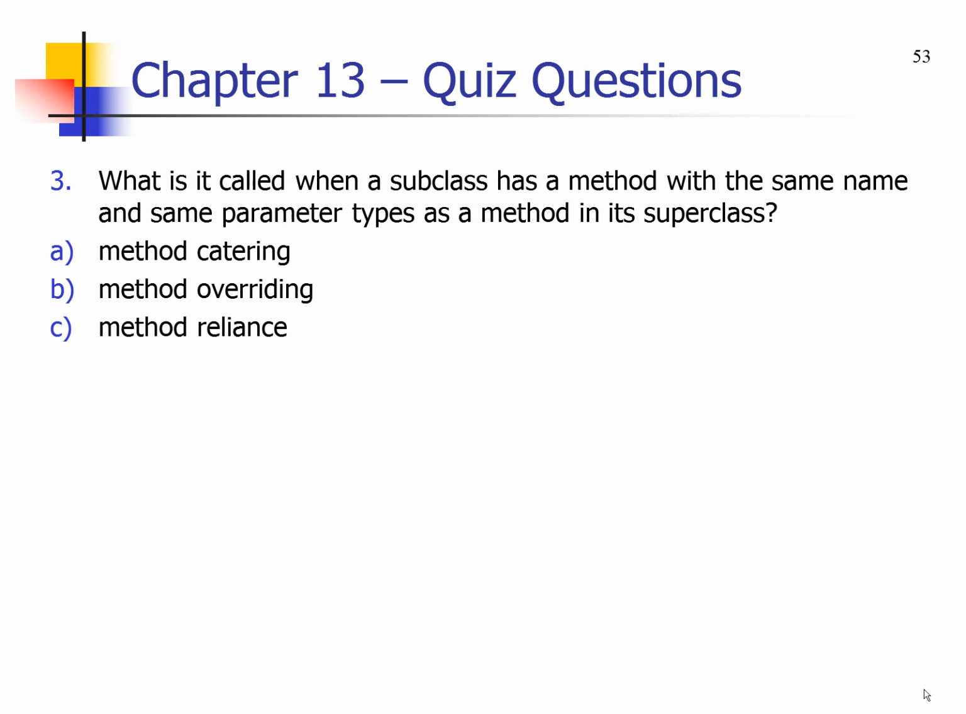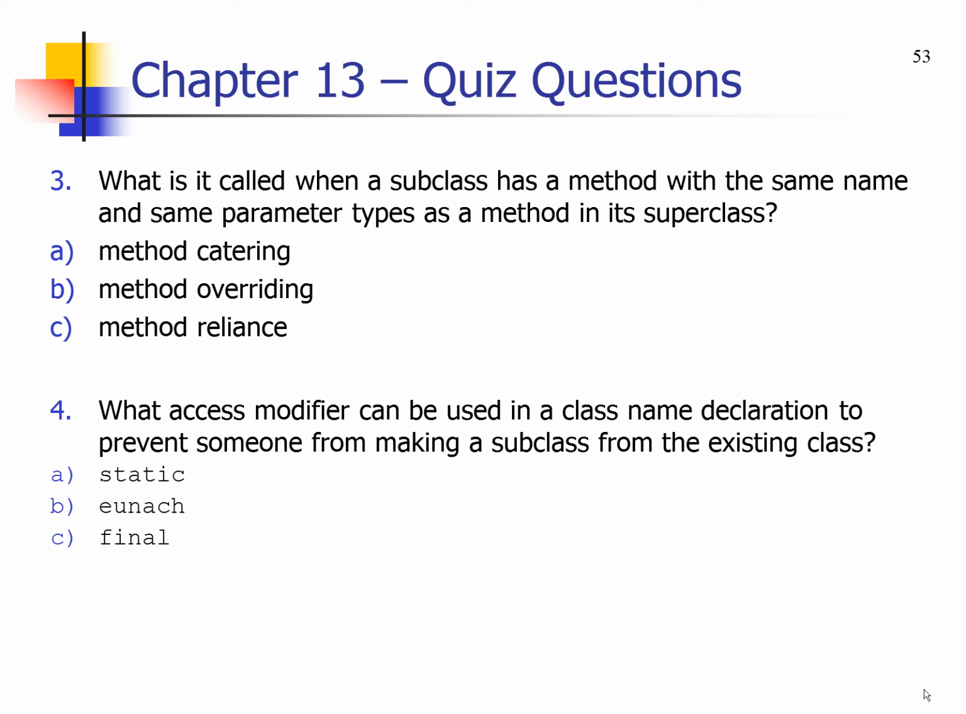Okay, I think that's the end. Is there another one? Oh, no, there's two more. Okay, what is it called when subclasses have a method with the same name and the same parameter type as a method in the superclass? Is it catering, overriding, or reliance? Well, we've only spoken about one of those. So it must be overriding. So the subclass overrides the superclass's method.